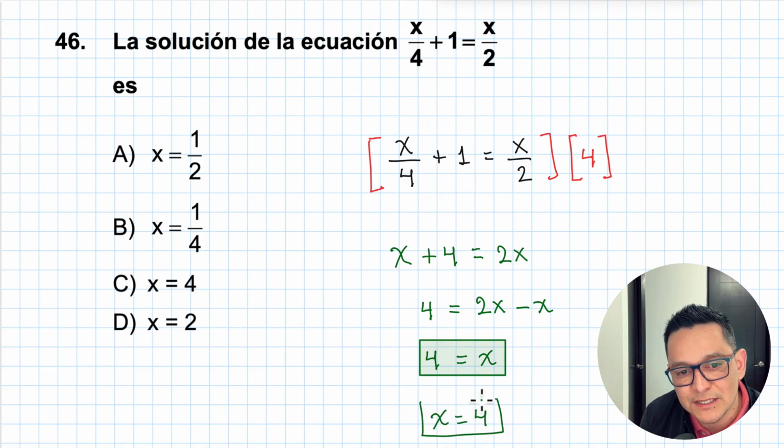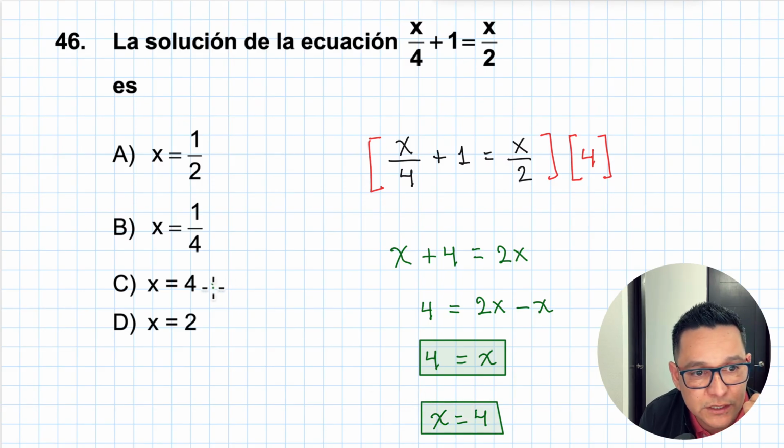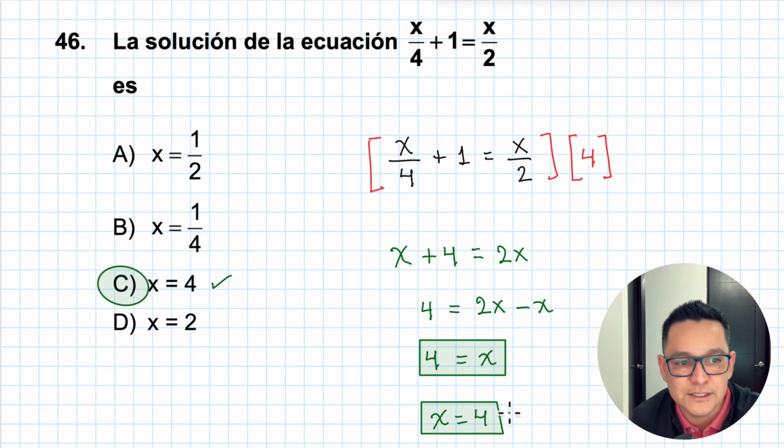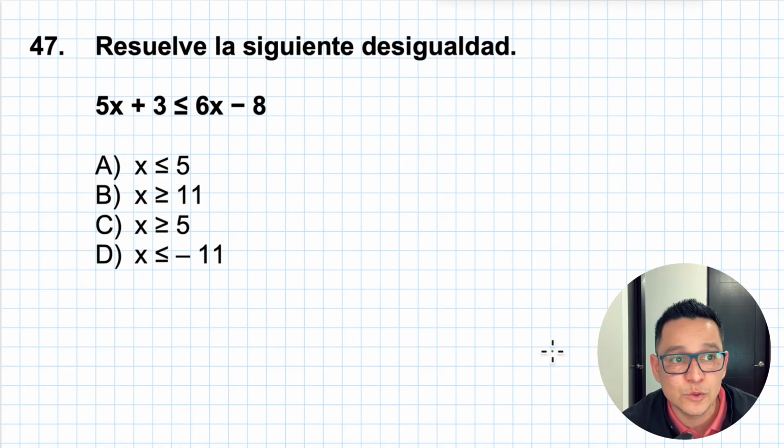So now we have the solution. X equals 4. Therefore, we select option C. There, we finished this other simple exercise as well, right? All right, let's move on to exercise number 47.